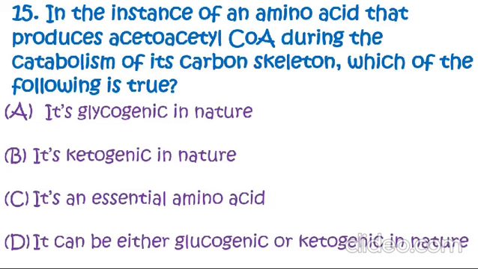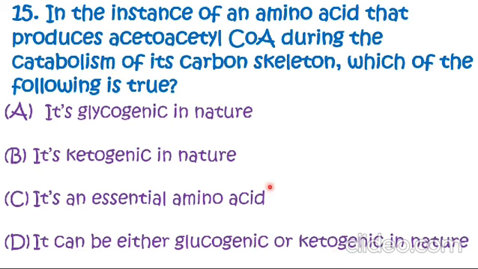Question number 15 is, in the instance of an amino acid that produces acetoacetyl coenzyme A during the catabolism of its carbon skeleton, which of the following is true? Okay, the question is regarding the true statement. Option A is it is glycogenic in nature. Option B is it's ketogenic in nature. Option C is it's an essential amino acid. D is it can be either glycogenic or ketogenic in nature.